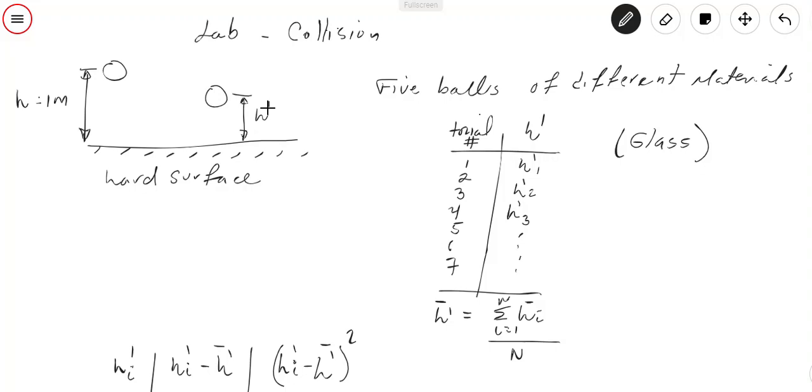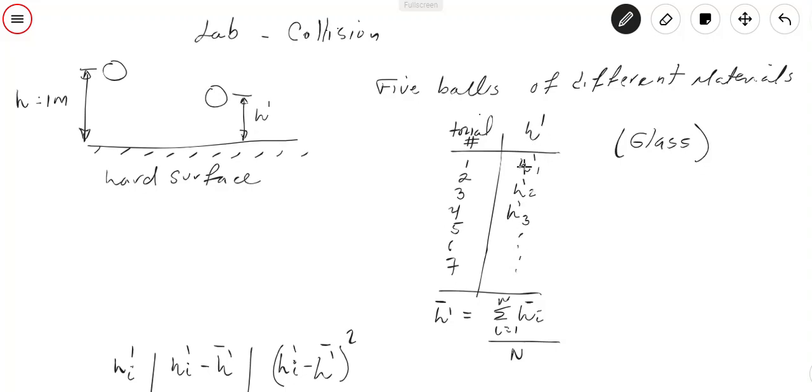which you must measure, right? And the height that the ball reached after the collision with the hard surface. Now, we must measure these different values of H prime. Of course, you are going to repeat this experiment approximately 7 times for each ball. So suppose I am working with a glass ball, I will drop the glass ball from 1 meter 7 times, and I will measure how high the ball goes after colliding with the hard surface. I will be recording this in this table over here. So I have my 7 trials and my 7 values of H prime.